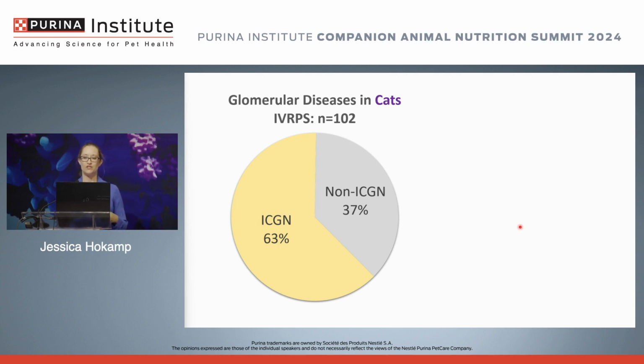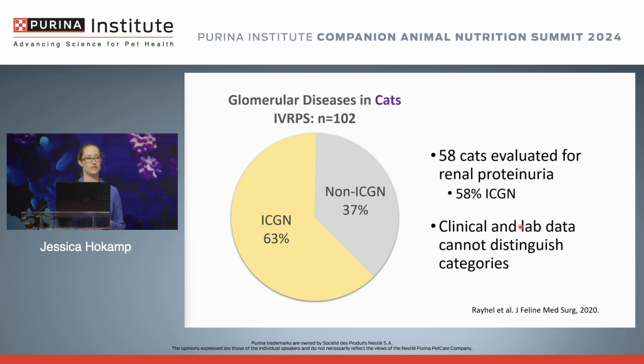And when we look at proteinuric diseases in cats, a decent number of them are immune complex-mediated glomerulonephritis, or at least a higher proportion than we see in dogs. In a study where Dr. Quimby was the mentor, they found similar findings to what I currently have in our database: about 58% of cats had immune complex-mediated glomerulonephritides. And again, clinical and lab data cannot distinguish those categories.